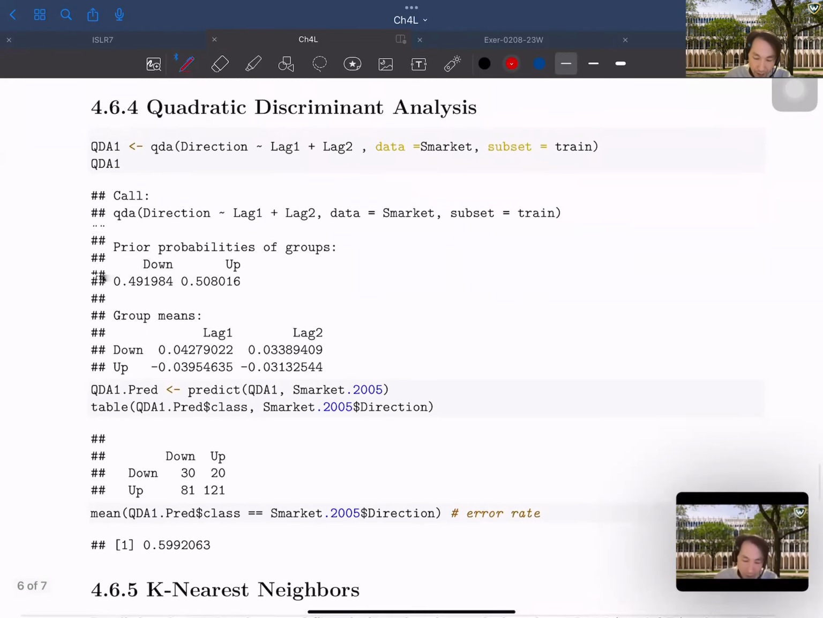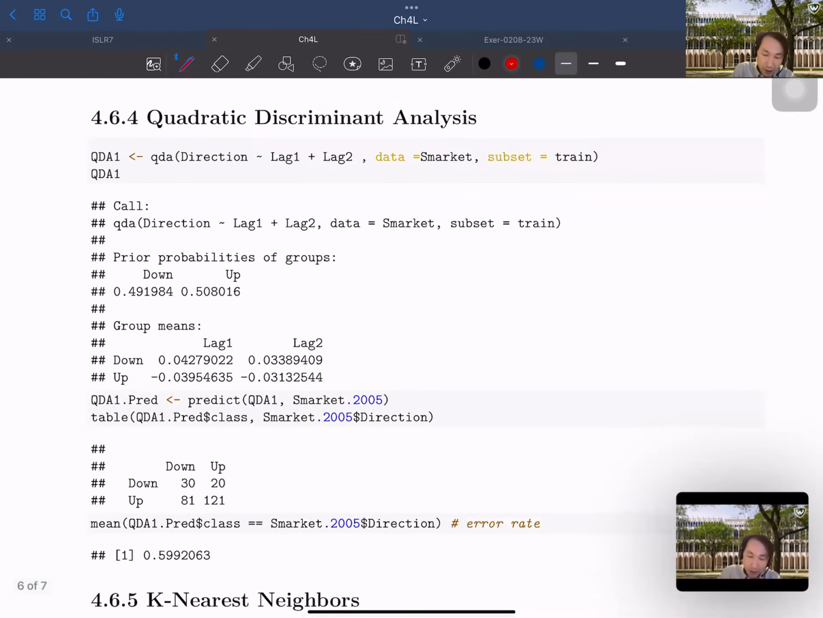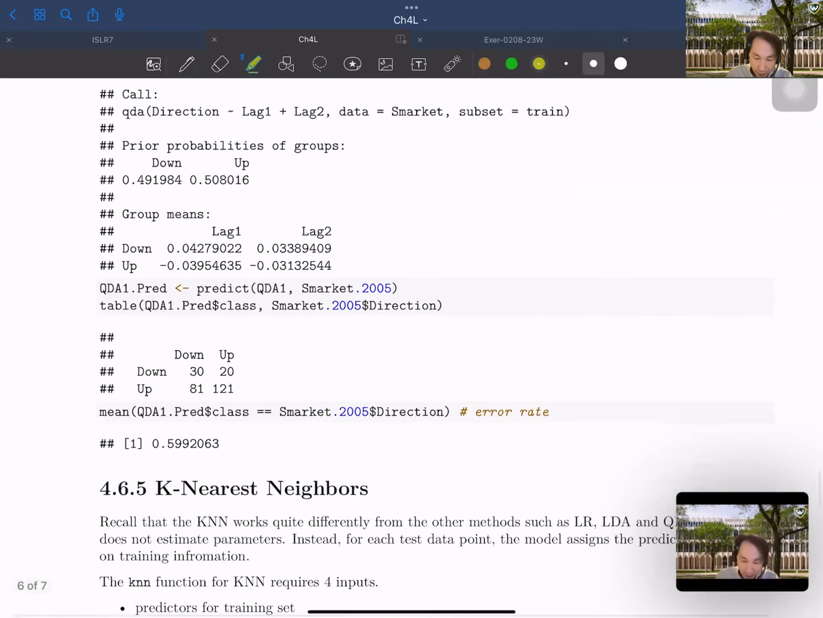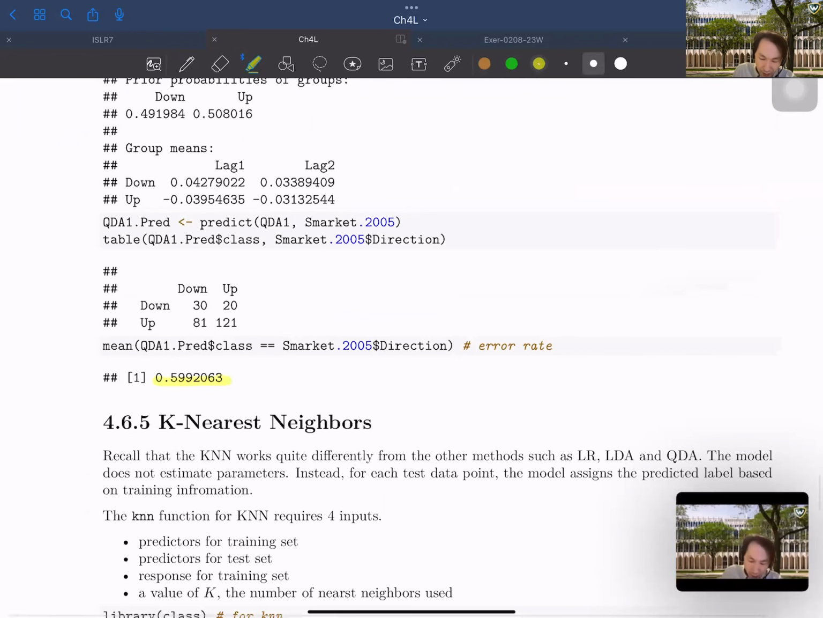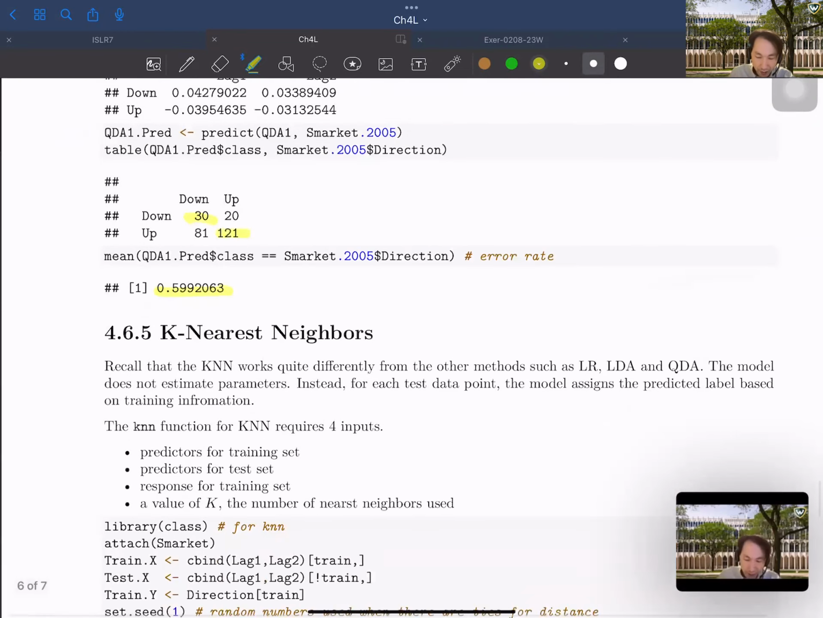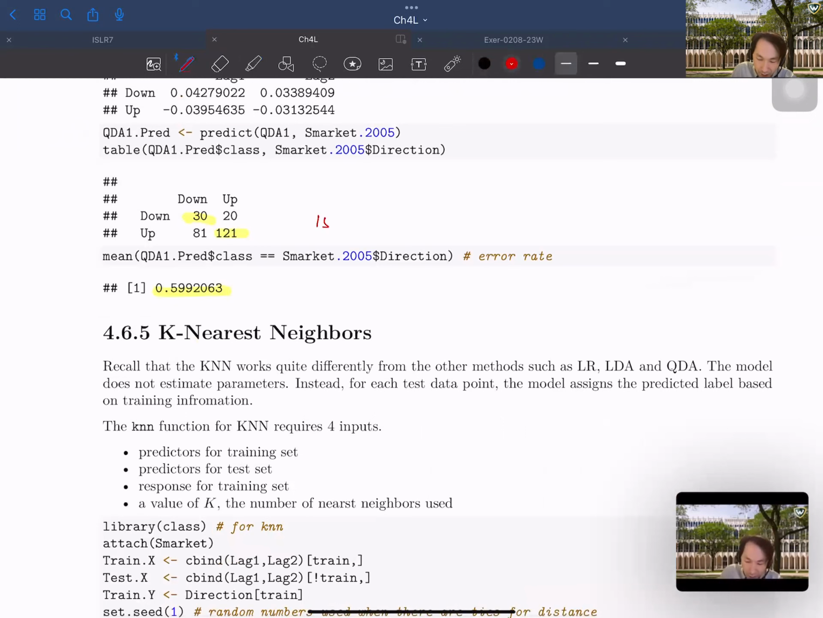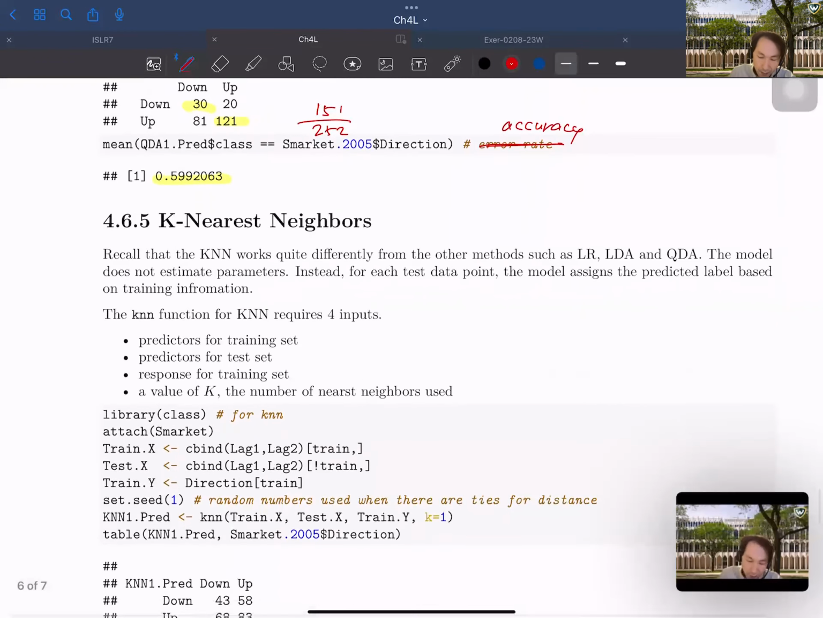And the next one, the QDA. You can just change LDA to QDA. The models are different, but the coding is the same. And it achieves even better prediction: 151 observations are correct out of 252. Again, this is accuracy, and the accuracy is about 60%.